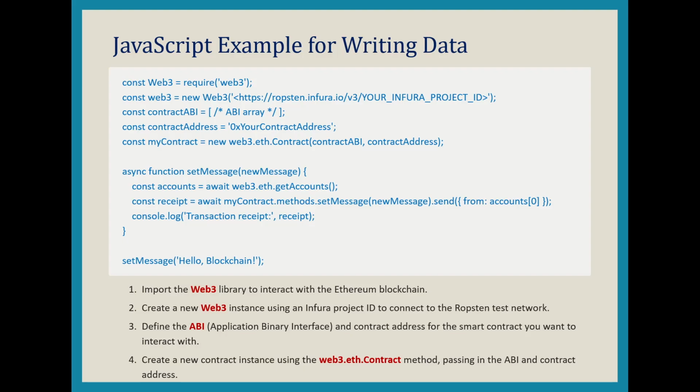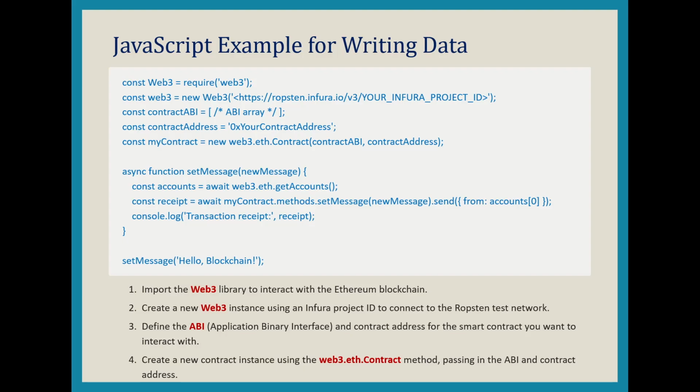const accounts = await web3.eth.getAccounts. This retrieves a list of accounts from the Ethereum node. Typically, the first account, accounts[0], as an array, the zeroth element of the array, is used to send transactions. The first account, right? Okay. So next is const receipt = await myContract.methods.setMessage(newMessage).send from accounts[0], right? You're again sending it from accounts[0]. This calls the setMessage method of the contract to update the message.